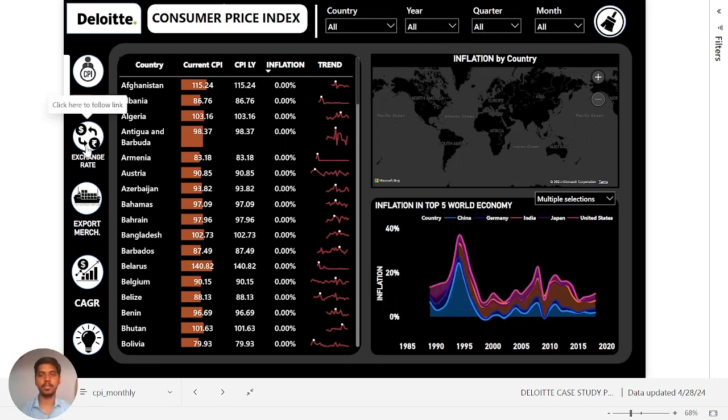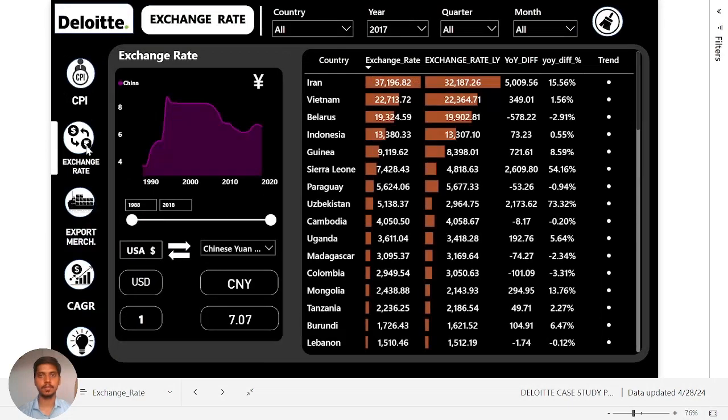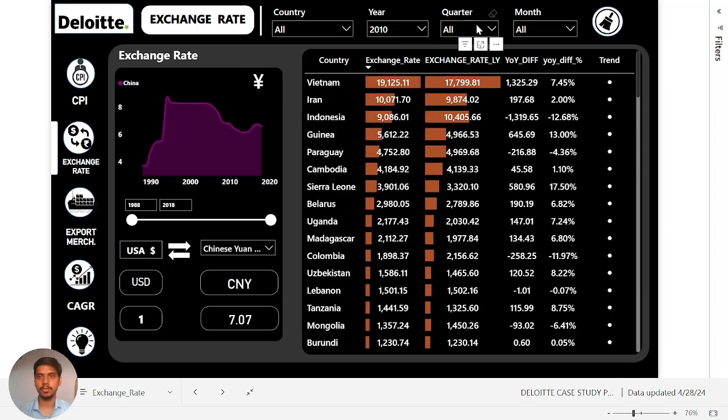Let's move to exchange rate. From here you can select the country name. From here you can select the year. Right now it's 2017, but you can select any year, like let me select 2010. From here you can select the quarter. From here you can select the month, and from here you can clear all the slicers.